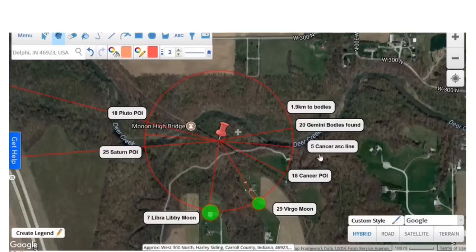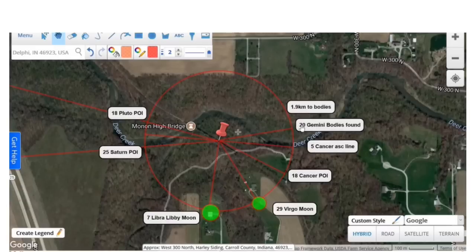So I've plotted all the lines on here from the Snapchat chart and a couple of other points as well. 5 degrees Cancer is that ascendant line, and that goes straight over the river there. And I believe that shows us that the girls actually went from the bridge across this way. They were found here. There's speculation as to whether they actually were taken around here. But no, I believe this 5-degree Cancer line here shows us that they went from the bridge, down the hill, across the water, and over to here.